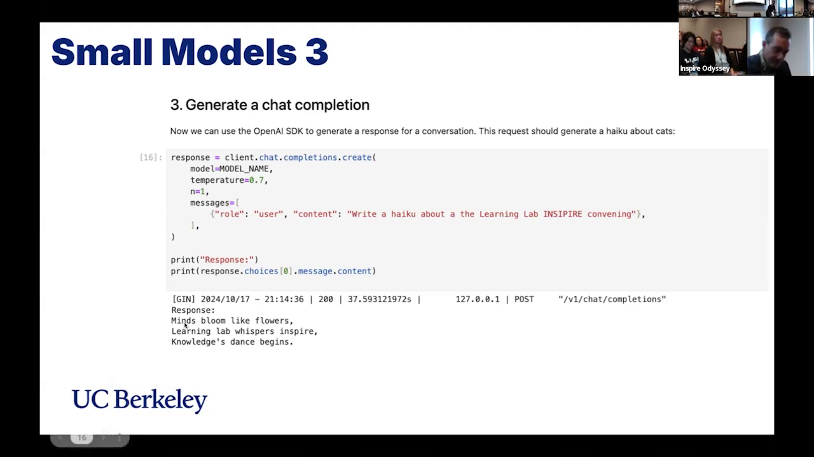Inspire. Still works. All right. Minds bloom like flowers. Learning lab whispers, inspire. Knowledge's dance begins. Phi 3.5 for the win.